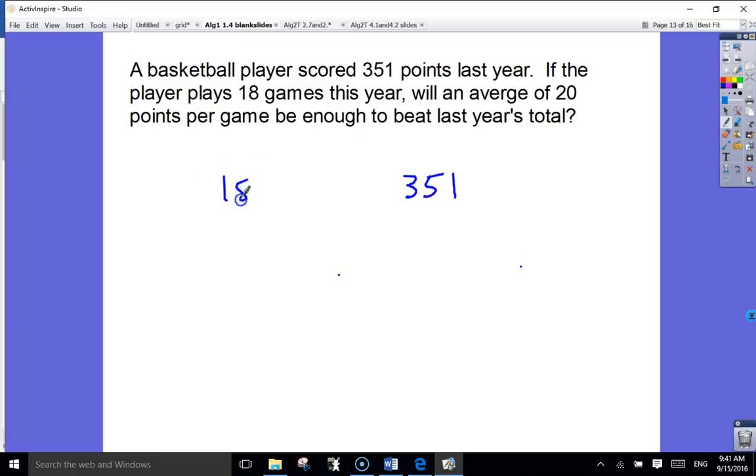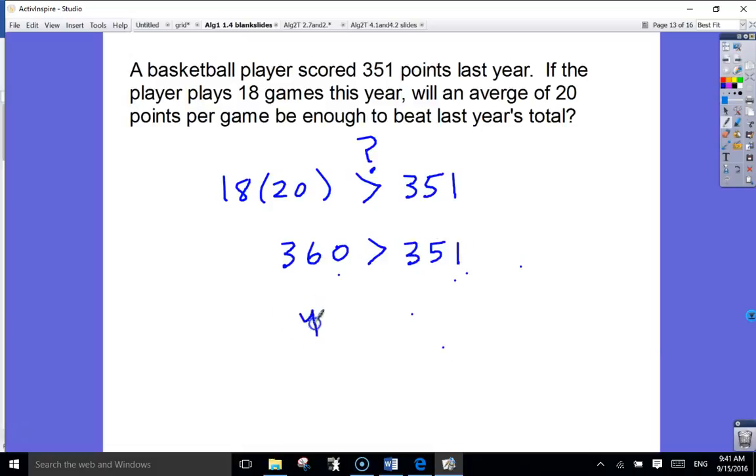18 times 20. And because they ask whether he's going to get more points, what's the inequality we're checking to see? Yeah, that's the question. Is 18 times 20 greater than 351? If you're not sure, put it in the calculator. What is 18 times 20? 360. Well, he said to beat last year's total. They didn't say to equal it or better. So I'm going to guess they meant greater than. So this is yes.